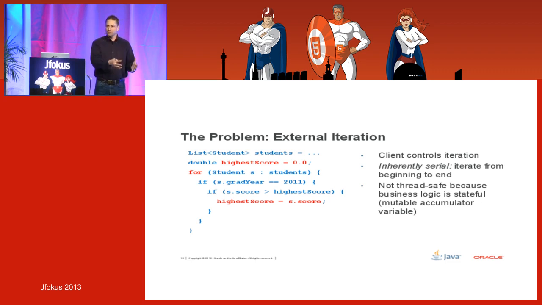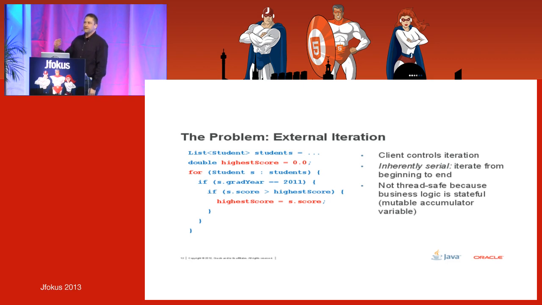We know that as long as the problem is solvable, we can write code to do it in Java. Good. So we create our collection of students. We then give ourselves a highest score value to maintain the highest score, so as we go through the list, we know which is the highest score that we've found so far.